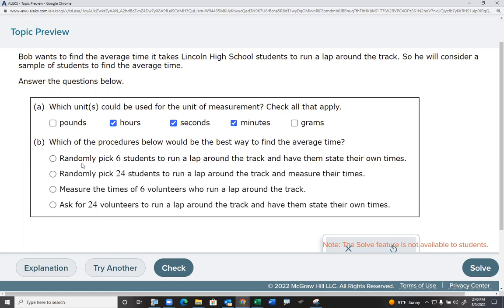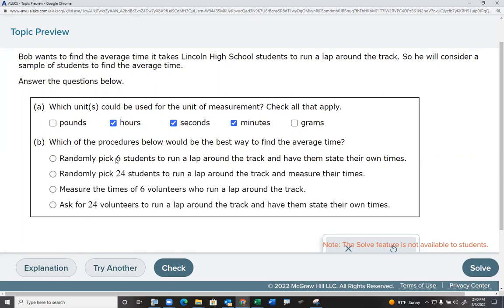Well, random usually works better if you're trying to get a number that represents everybody. Who's going to volunteer? Well, probably people who are good at this, people who are interested in actually doing it. And therefore, you'll probably get faster times than the true average. So you typically want to go random. All right, so we're not going to pick the last two because that involves volunteers.